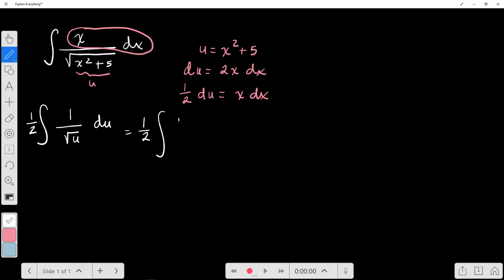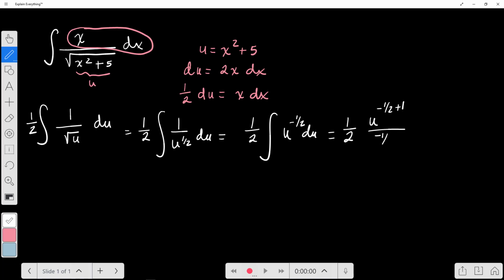I'm going to turn this into u to the 1/2, and then I'm going to bring it to the top, so that becomes u to the negative 1/2. And now I finally have it in the form that I can actually take the antiderivative by doing u to the negative 1/2 plus 1 over negative 1/2 plus 1. So that gives me 1/2. The top, the 1 is actually 2 over 2, so that would be 2 over 2 minus 1/2, which would be the 1/2. The bottom becomes the 1/2.